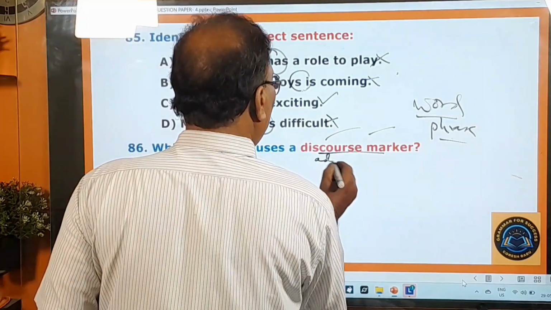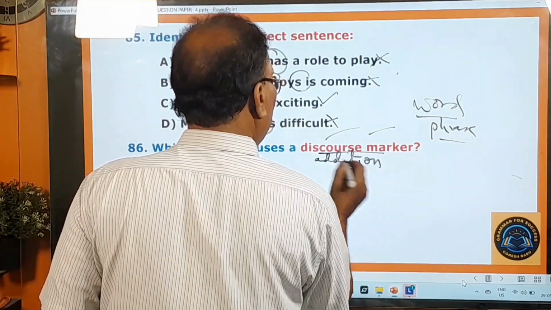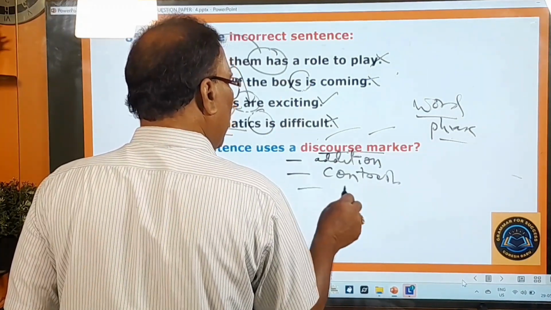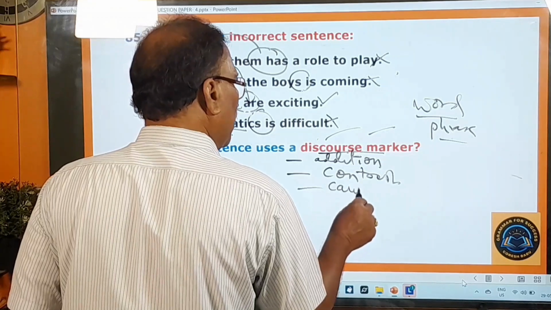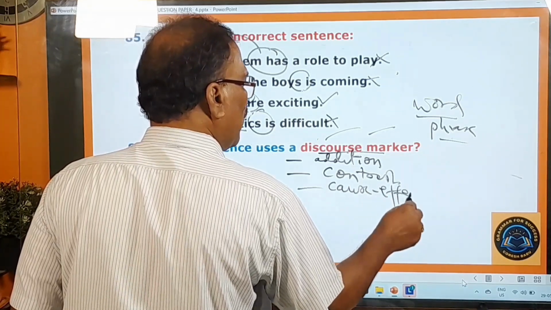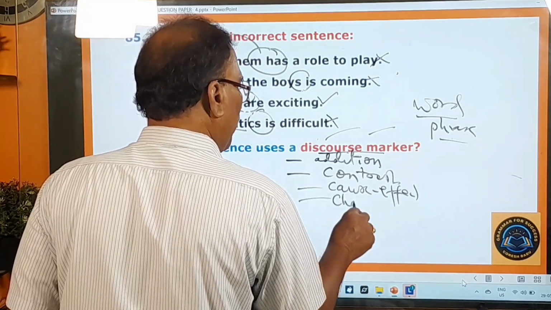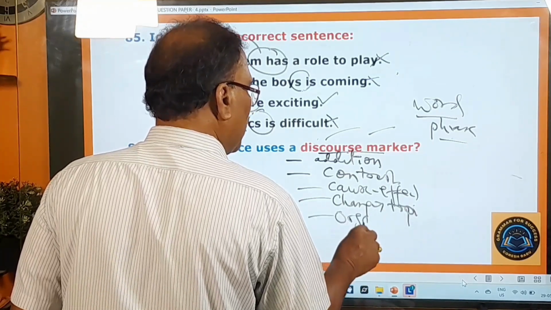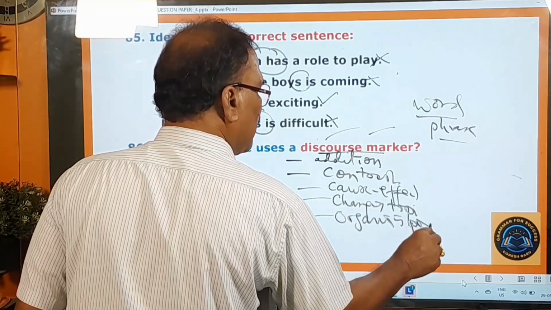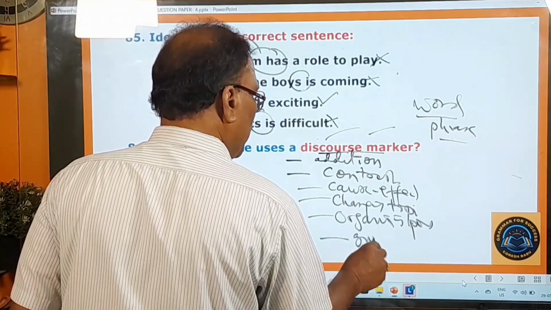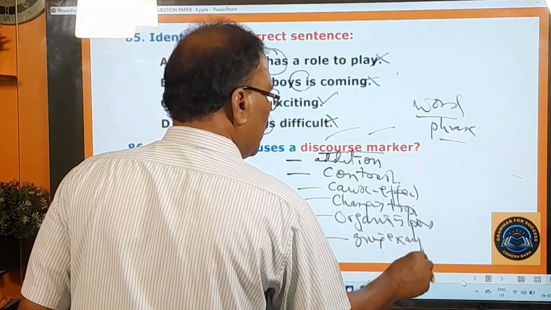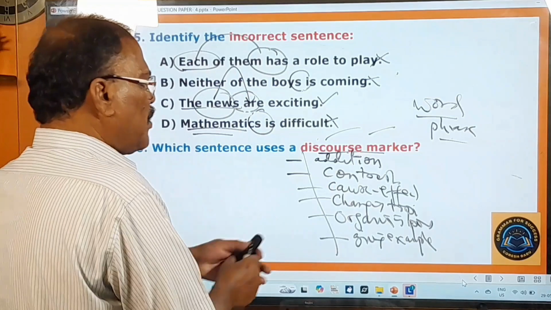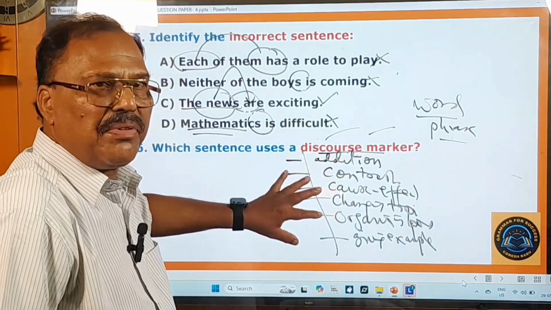They indicate addition, they indicate contrast, they indicate cause and effect. They indicate changing topics, organizing points, and giving examples. So in all these things, discourse markers tell us many things.